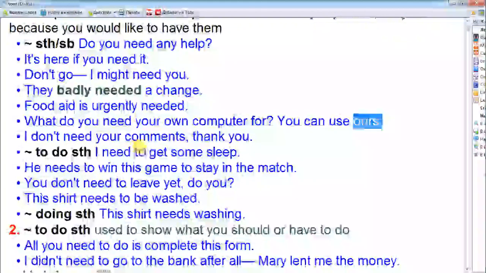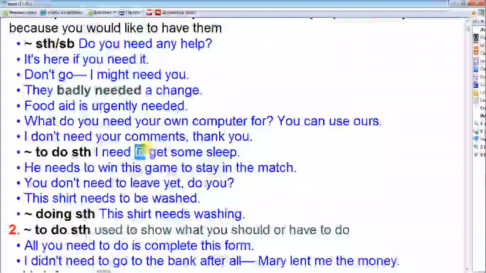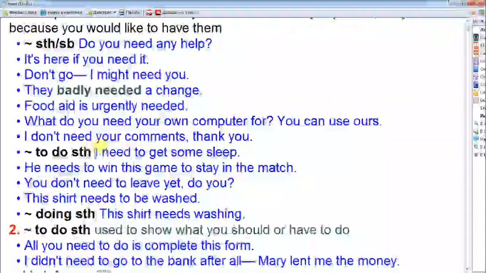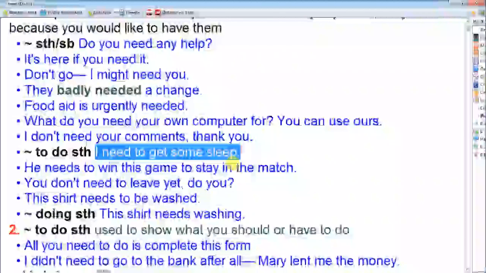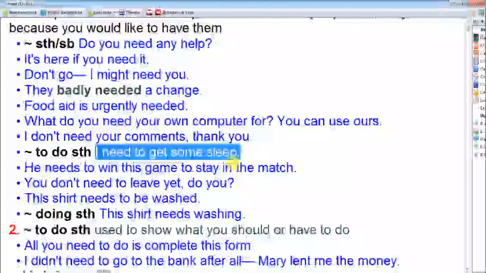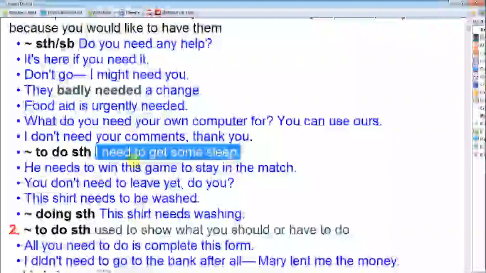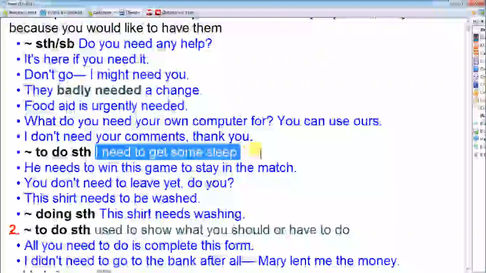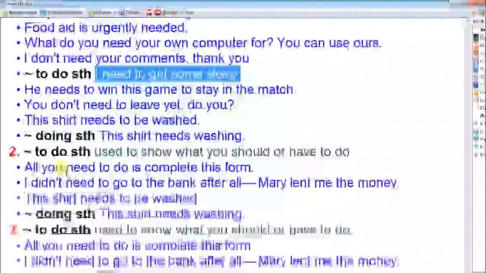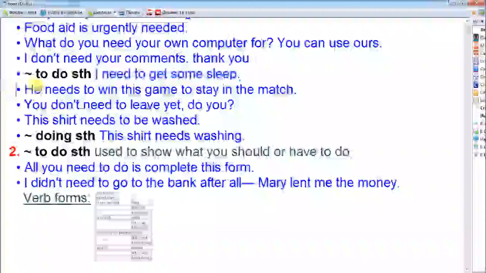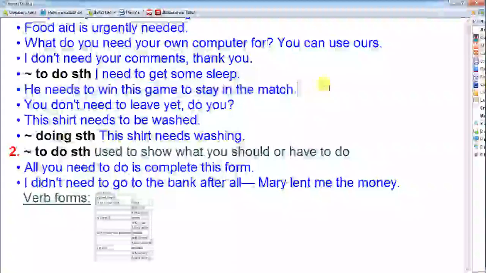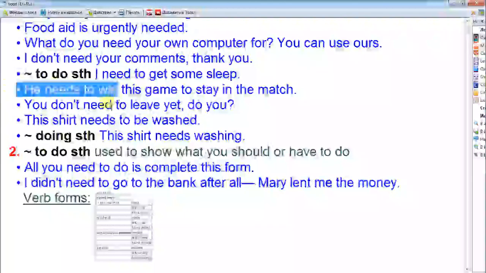Okay, we use to when we have a verb. I need to get some sleep. I need to get some sleep. Say, I need to get some sleep. Sir, he needs to win this game to stay in the match. He needs to win this game to reach the final.